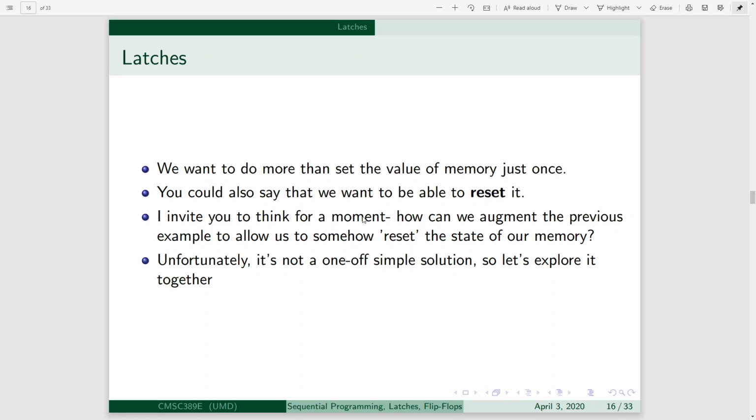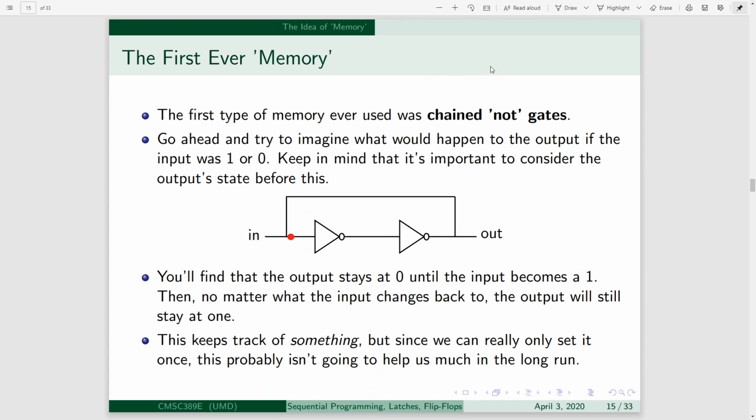We want to set the value of memory more than just once. And I'm going to introduce some terminology here that'll move us along. You could also say that not only do we want to be able to set it, right? Over here, we would consider us feeding in input like that, and then eventually getting read as output. I'm not going to draw the whole thing, but we would consider that setting that memory, because once we give it one little zap on this side, this thing gets set. The output goes, oh, yep, I'm good to go. I will always be producing that. So we're setting that memory.